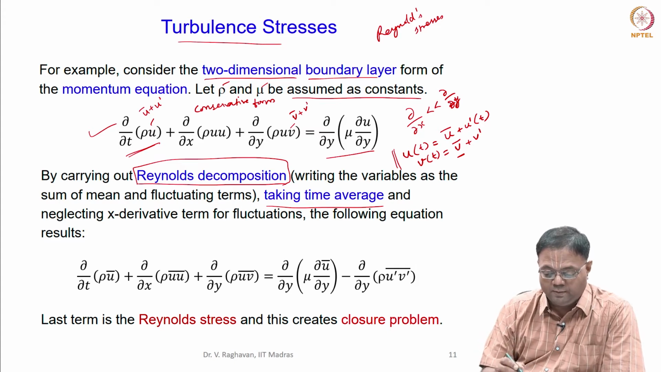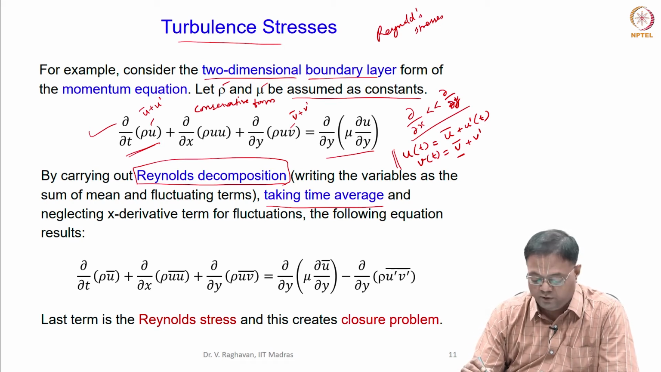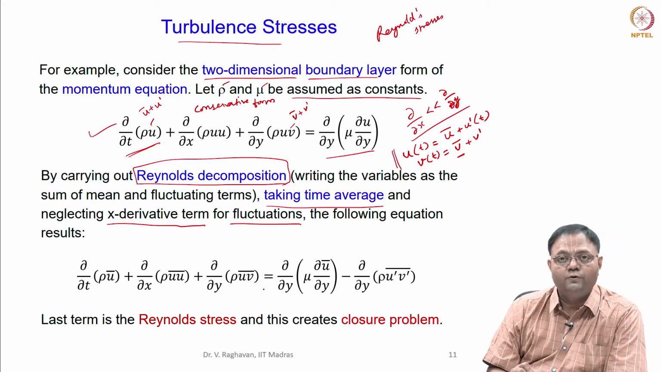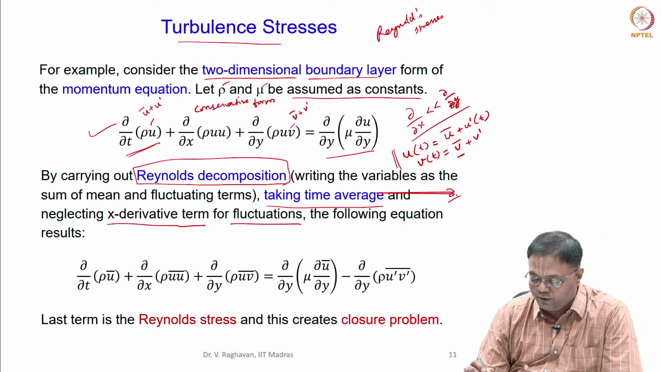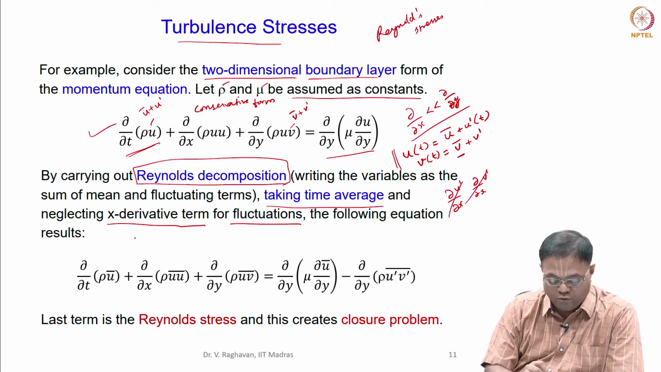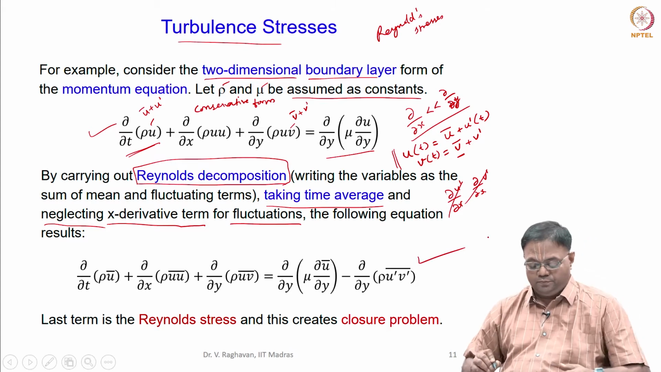Now, if you take the time average, and since we are assuming that the x derivative is much less than the y derivative, the x derivative terms of the fluctuations, you get derivatives like dou by dou x of u dash, dou by dou x of v dash, etc. Those things we will neglect. So, neglecting the x derivative of the fluctuations, we will get this equation.